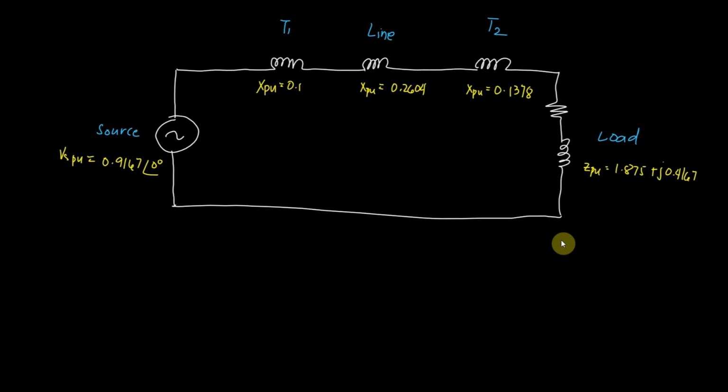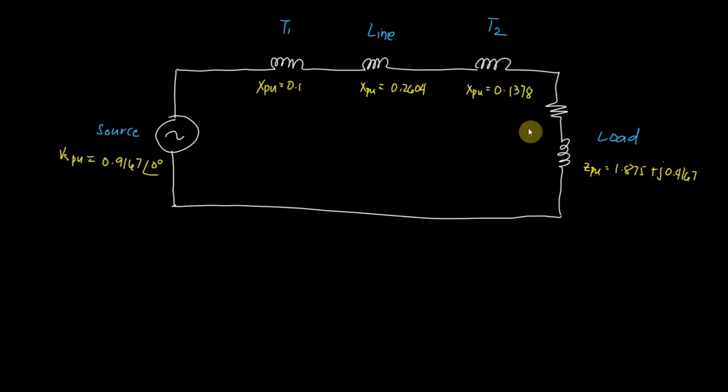So kung titignan natin dito sa ating impedance diagram, nilagay na natin dito yung mga per unit values. Sa ating source, meron tayong voltage source per unit, which is equal to 0.9167 cis of 0 degrees. Sa ating transformer 1, meron tayong per unit reactance na 0.1. Sa line, meron tayong per unit reactance na 0.2604. Sa ating transformer 2, meron tayong per unit reactance na 0.1378. And then finally, sa ating load, meron tayong per unit impedance na 1.875 plus J 0.4167.